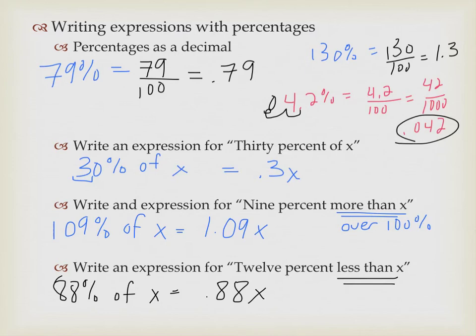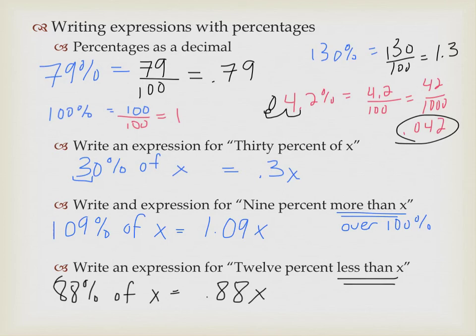100%. Well, that's 100. Percent means out of 100. That's the number known as 1. So that's like your important dividing line, if you will.